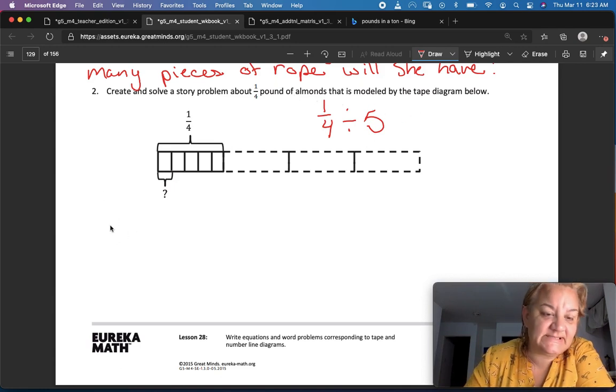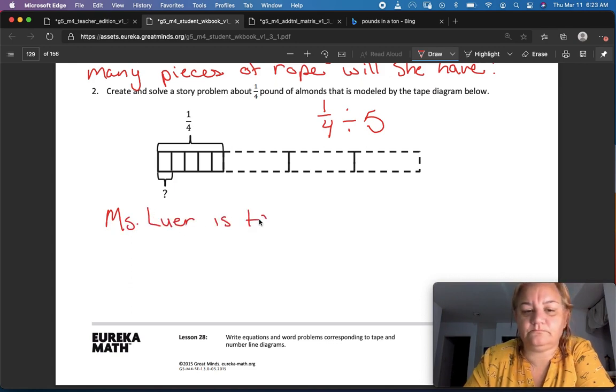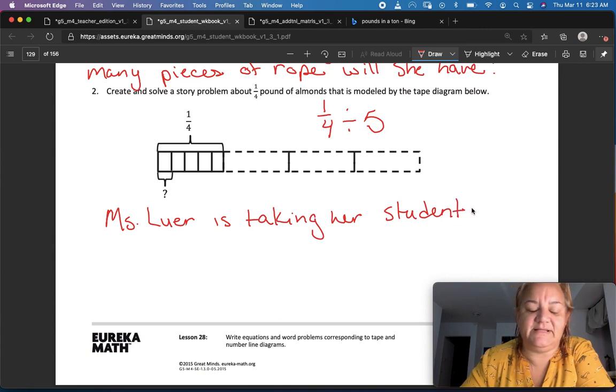Okay, Miss Lure is taking her students to the beach. And you guys know how I love almonds. Almonds and cashews. Oh, I love it when there's nuts in the story problem because I have a classroom full of nuts. That's you guys. Okay, she's taking her students to the beach.